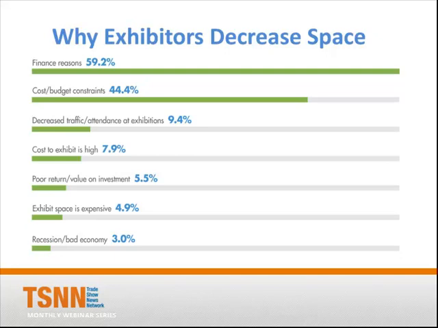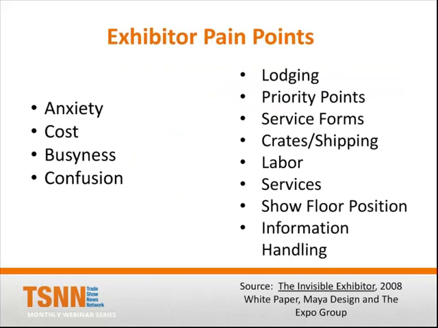And in 2008, I don't know if any of you have read the white paper called The Invisible Exhibitor. It was put out by Maya Design and the Expo Group. They asked exhibitors and tried to find out things that exhibitors know about exhibiting but are afraid to tell us. And there were 4 main areas that the things fell into. One was anxiety, that the whole exhibiting process just is overwhelming, and it's just a tough process to deal with. Two was that it's just expensive. Exhibiting and all the things that go around exhibiting are very expensive, and not only expensive, but even worse, they're confusing.